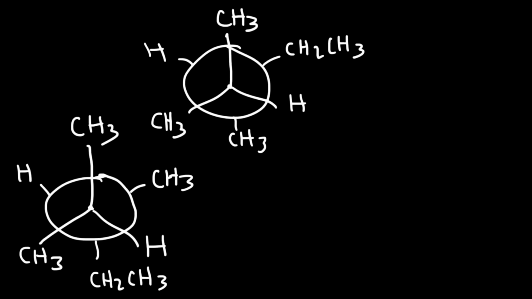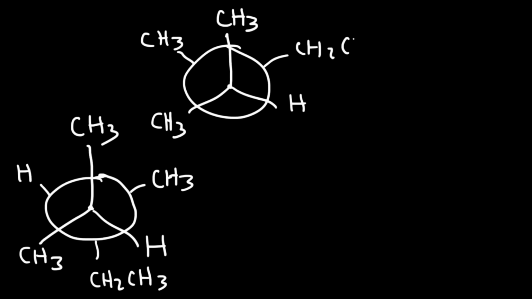Notice that they're equivalent to each other, because here we have a gauche interaction, the same on this side, and there's another gauche interaction between a methyl and an ethyl. So as you can see, these two structures are identical. However, we could create a different structure if we place a methyl group here and then the ethyl group here. So that's a different staggered conformation.